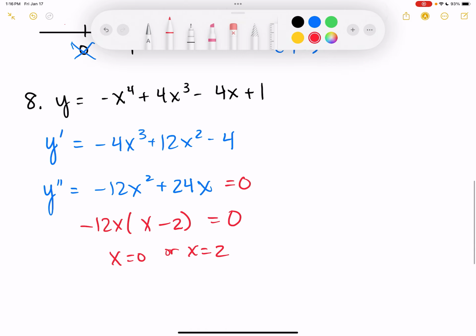That sounds familiar. Now I do a sign chart for those numbers, 0 and 2. And this is going in the second derivative. Normally I'll just write y double prime, or if it's written in function form, f double prime. So if I plug in negative 1 to the second derivative, what do I get?